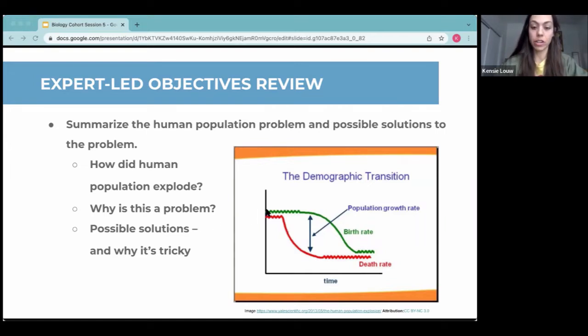So this graphic over here shows the demographic transition, which is a trend where death rates drastically drop through improvements in technology or medical advances or agriculture, etc. But birth rates stay high for a while. They lag behind the drop in death rate, and that's where you see a huge increase in population growth.